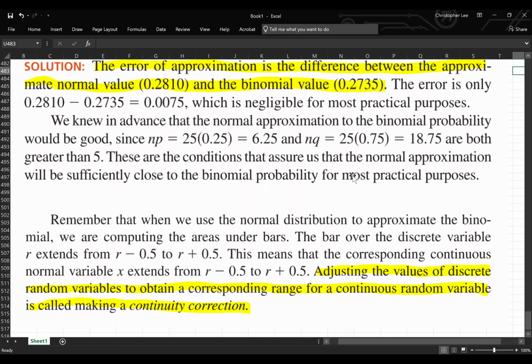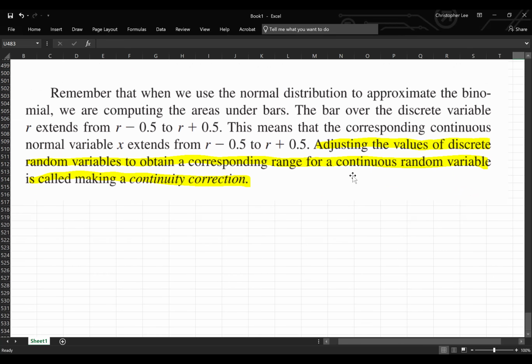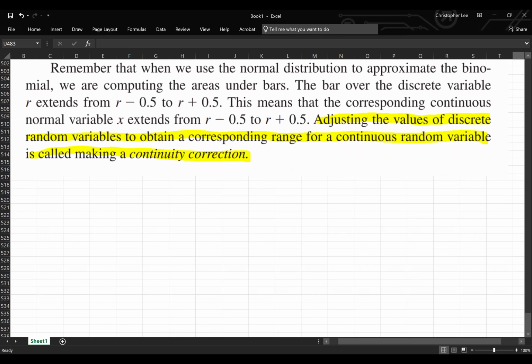Remember that when we use a normal distribution to approximate the binomial distribution, we're computing the areas under the bars. The bar over the discrete variable r extends from r minus 0.5 to r plus 0.5. This means that the corresponding continuous normal variable x extends from r minus 0.5 to r plus 0.5. Adjusting the values of discrete random variables to obtain a corresponding range for a continuous random variable is called making a continuity correction. That's your vocabulary word for the day, continuity correction. Webster's dictionary, here we come.